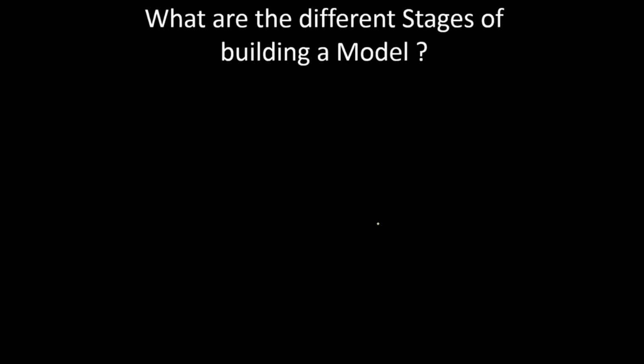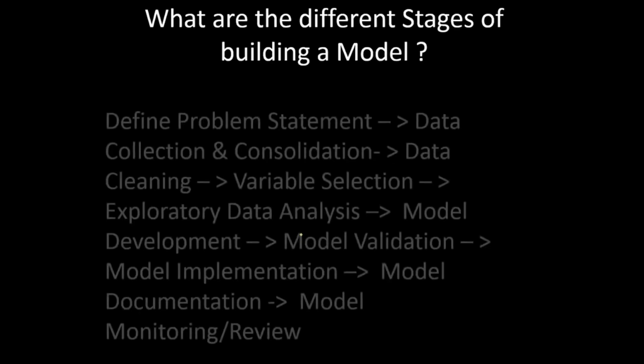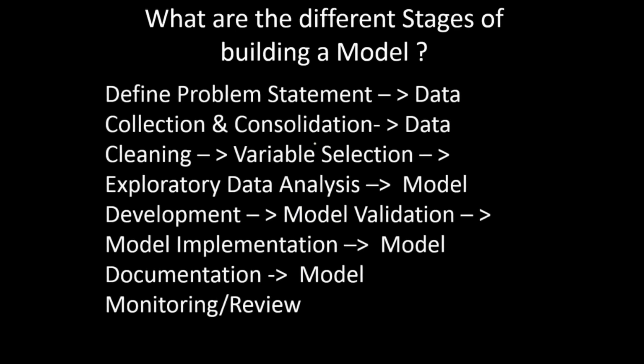The question is, what are the different stages of the model building process? So the different stages of model building process are the following. You start with defining a problem statement, then you collect your data and you consolidate your data and come up with the final data set, and then you start cleaning your data set because most of the times your data will not be clean enough.